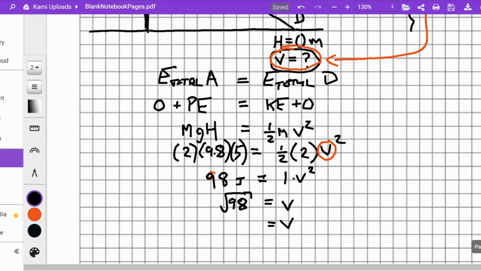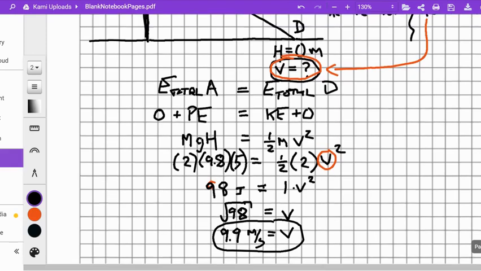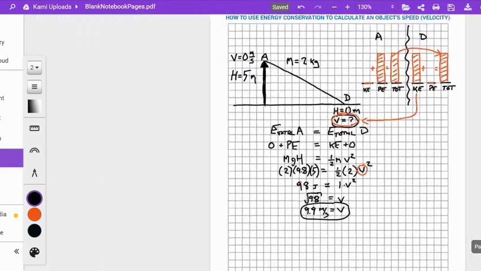I get something close to 10, I hope, right? That comes out to be 9.9 meters per second. And that is the answer, okay? So the technique here is pretty important, right?